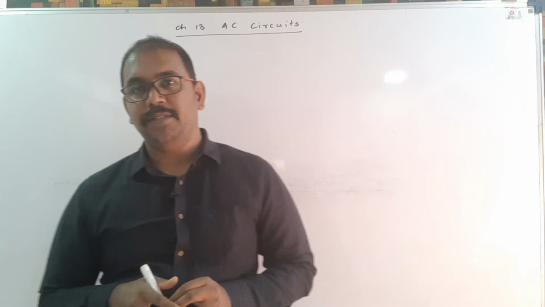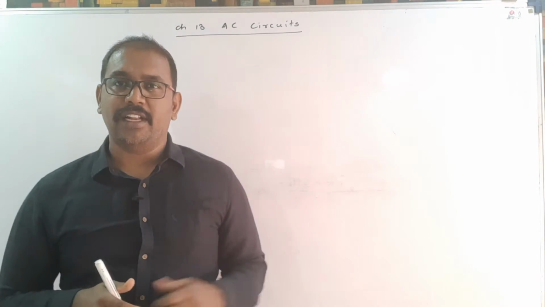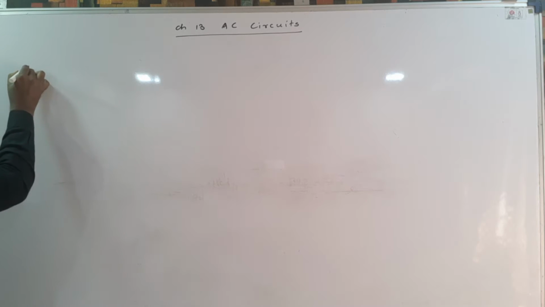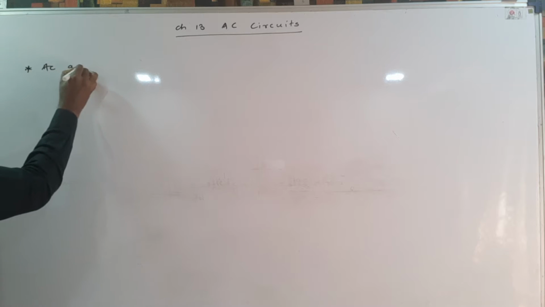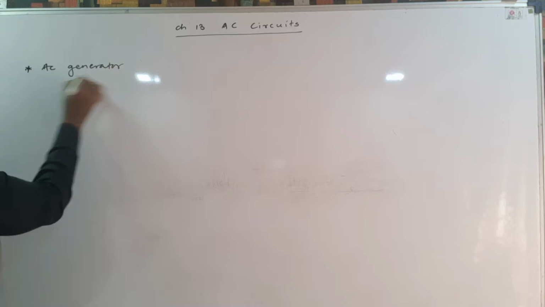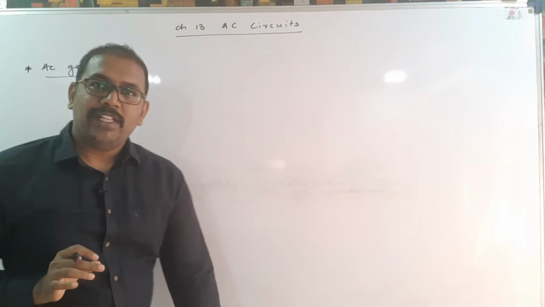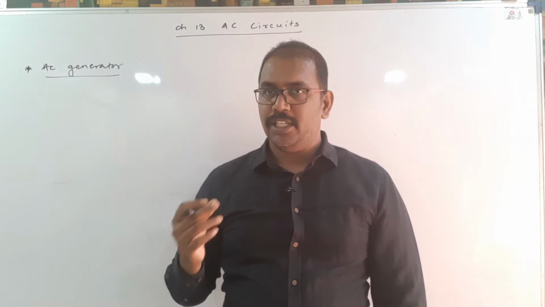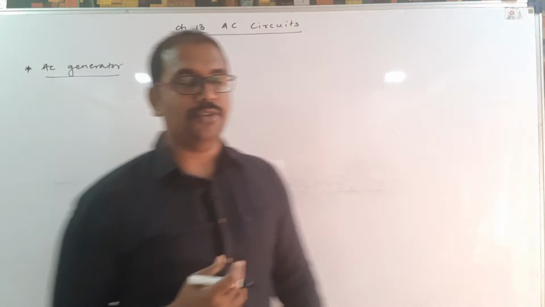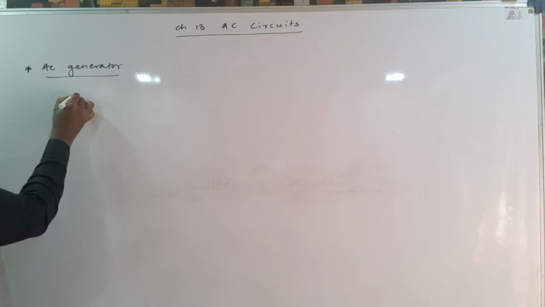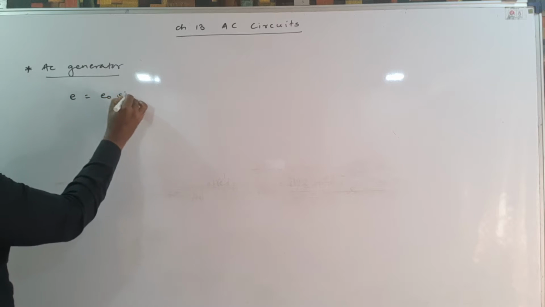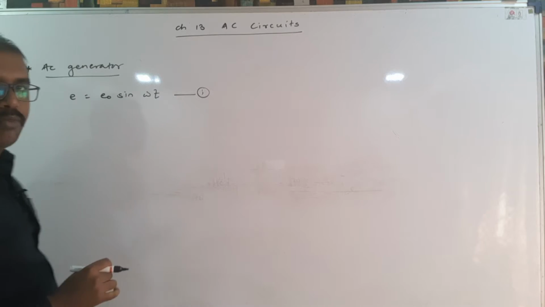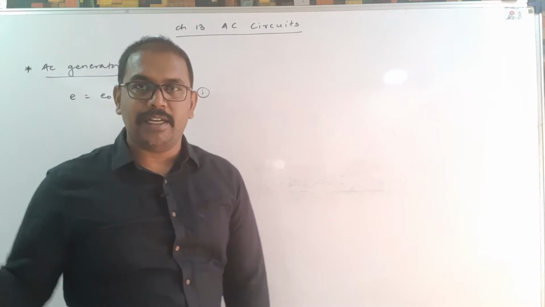As well as you learned the AC generator in the last chapter. In the AC generator, when the coil is rotated in a magnetic field, then alternating EMF is produced, alternating current is produced, and it is given by the formula E = E0 sin ωt. This is equation number 1. So this is the EMF produced. This is the alternating EMF.